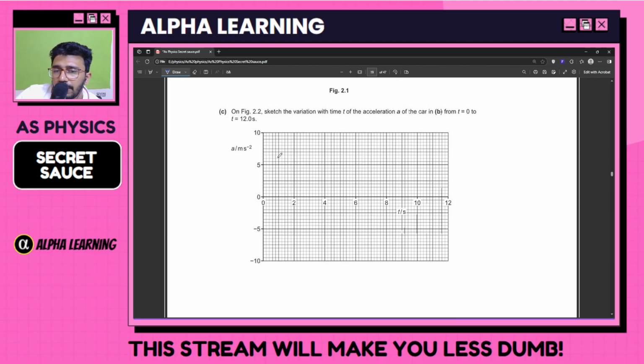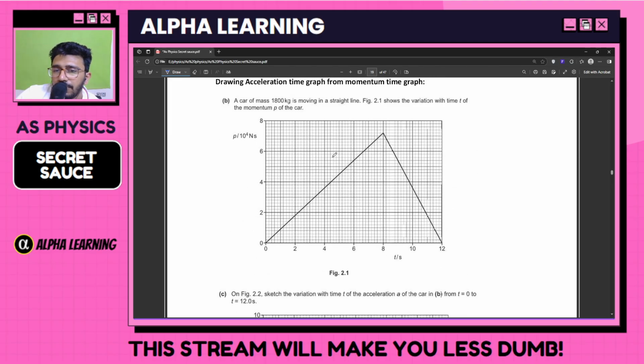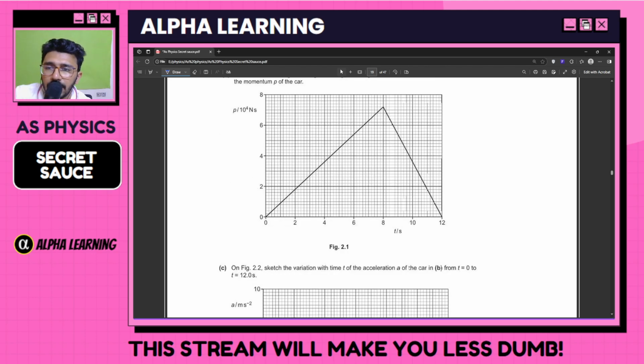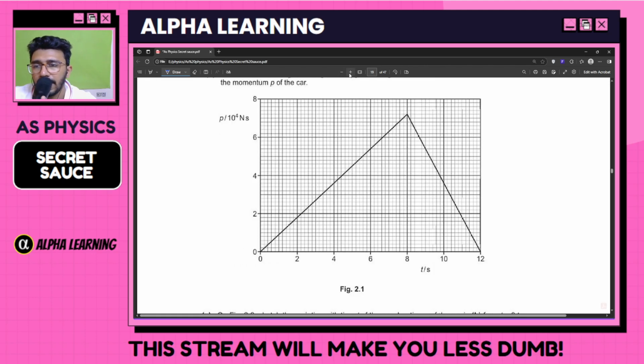Now we have to draw the acceleration time graph from the momentum time graph. This is also a very recent question. You have to draw the acceleration time graph using the momentum time graph. Just look at the board, sit back, relax, and enjoy the theory.